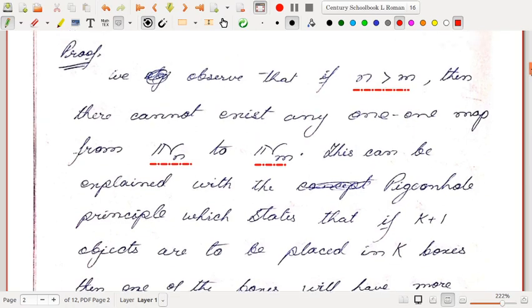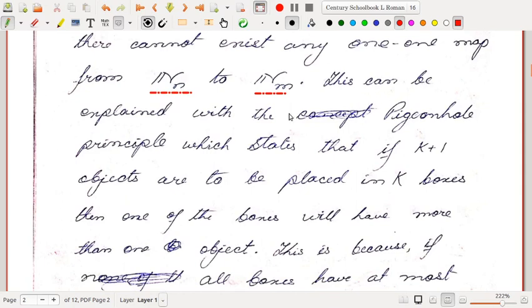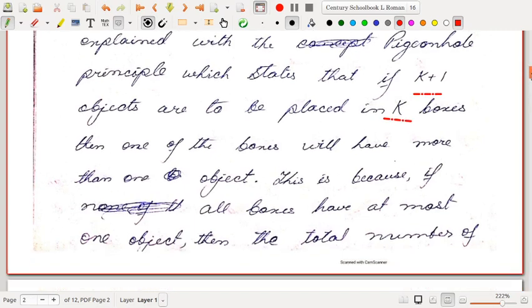Why? The explanation is quite simple, and it can be given with the help of the Pigeonhole Principle, which states that if there are k plus 1 objects which are to be placed in k boxes, then one of the boxes will have more than one object. Try to understand this line. Why is this so?